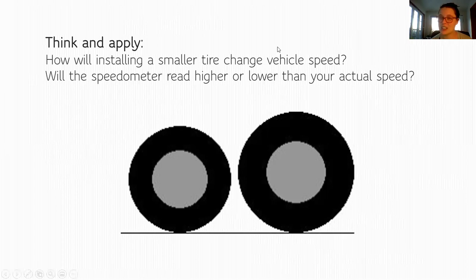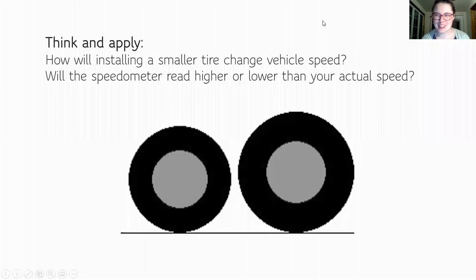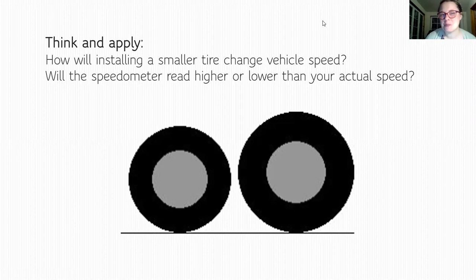So we're going to work at a calculation. We're going to figure out what would happen. You can probably tell we've gone from day to night in the video here. So it's been a few minutes, half an hour since I was last recording. So hopefully I kind of remember where we took off. We were looking at how will installing a smaller tire change your vehicle speed? Will the speedometer be read higher or lower?